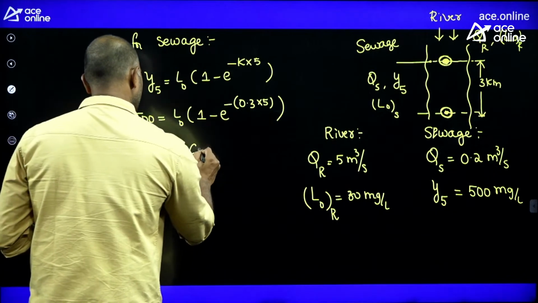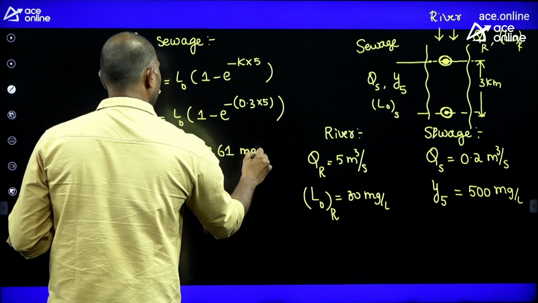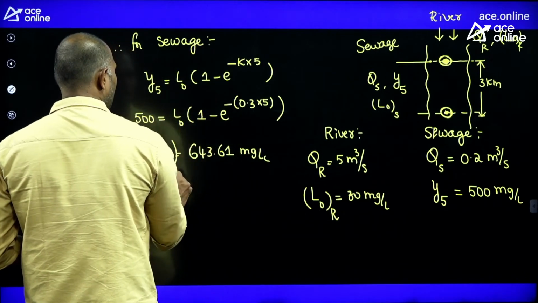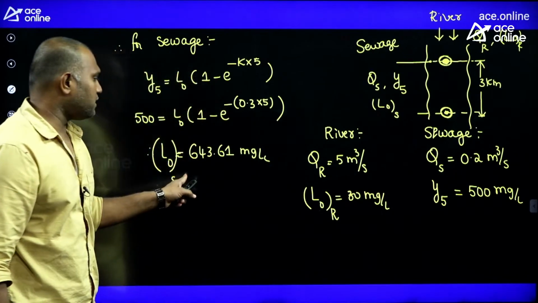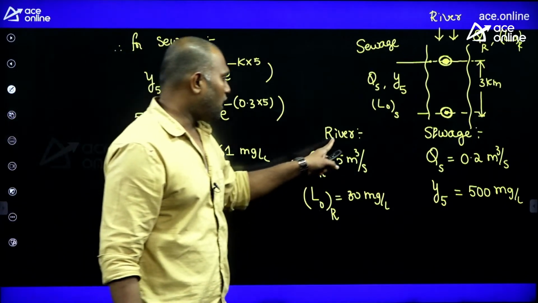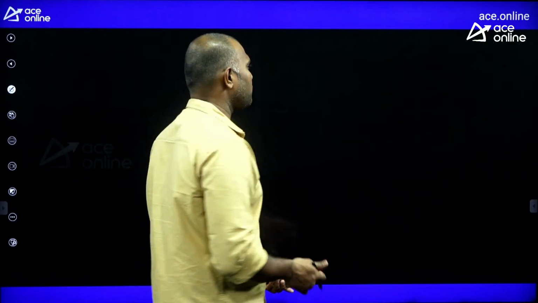This comes under 643.61 mg per liter. This is the L0 in the case of the Seaways. Now, ultimate BOD in the Seaways is 643.61. Ultimate BOD in the river is 30 mg per liter. Then after mixing, what is the ultimate BOD?